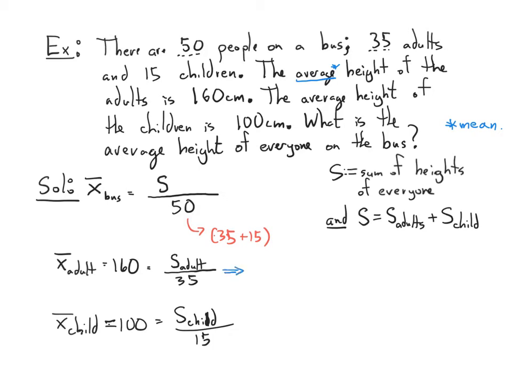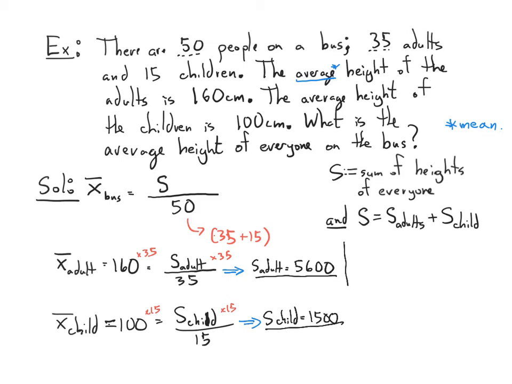I'm going to solve for S adult by multiplying both sides of this equation by 35. So I get that S adult equals 35 times 160, which is 5,600. And similarly, for the sum of the heights of the children, multiply both sides by 15. And we get that the sum of the heights of the children is 1,500. Okay, so we have those. Let's substitute these into this formula so we can find the sum of the heights of everyone.